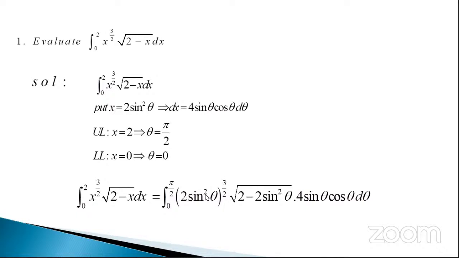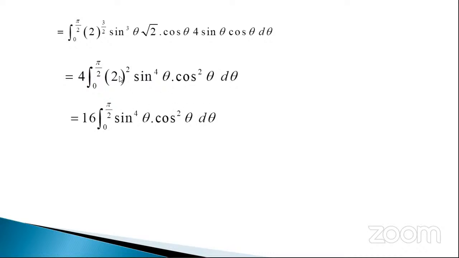Now here sine cube theta, because sine square theta whole to the power of 3 by 2 gives sine cube theta. Here sine cube theta is there, and here sine theta is there, so sine to the power of 4 theta. 1 minus sine square theta means cos square theta, root of cos square theta means cos theta, cos theta into cos theta is cos square theta. Sine cube theta cos theta. Again, 2 square, 3 by 2 plus 1 by 2 means 4 by 2, that equals 2. Sine to the power of 4 theta, cos square theta. Here 4 into 4 is 16, integral from 0 to pi by 2 of sine to the power of 4 theta into cos square theta d theta.